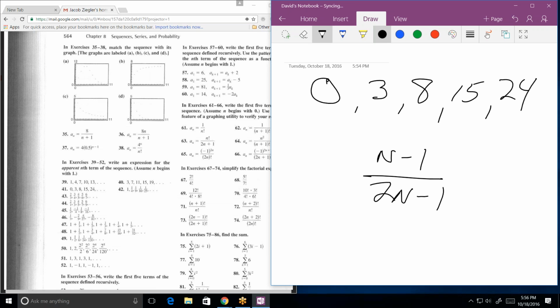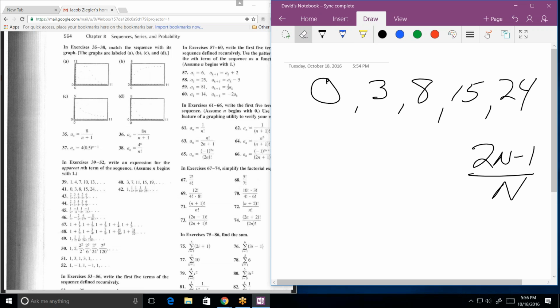2n minus 1. Now, when n is 1, we've got 0. When n is 2, we've got 1/3. Got these in reverse almost. I'm close. 2n minus 1 over n would give you a correct second term, I believe. No, it wouldn't. That would give you 3 over 2. So let's see. When n is 3, that's going to be 5.